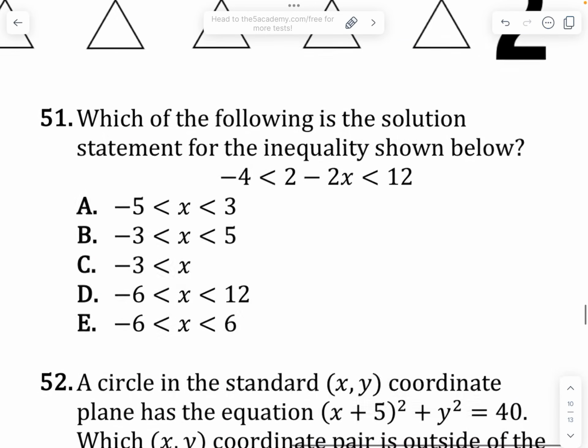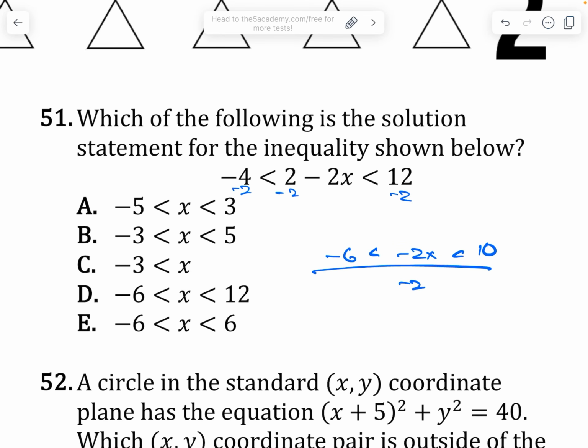Which of the following is the solution for the inequality shown below? So what you're going to do is really treat it as a problem that has three sides. We're going to just try to isolate x like we would do in any other inequality or equation, but we're going to do it to all three sides of this. So for example, -2, we're going to do that everywhere to get rid of that. We do it to all three sides. So -6 is less than -2x is less than 10. Divide everything by -2. We end up getting 3 is greater than x is greater than -5.